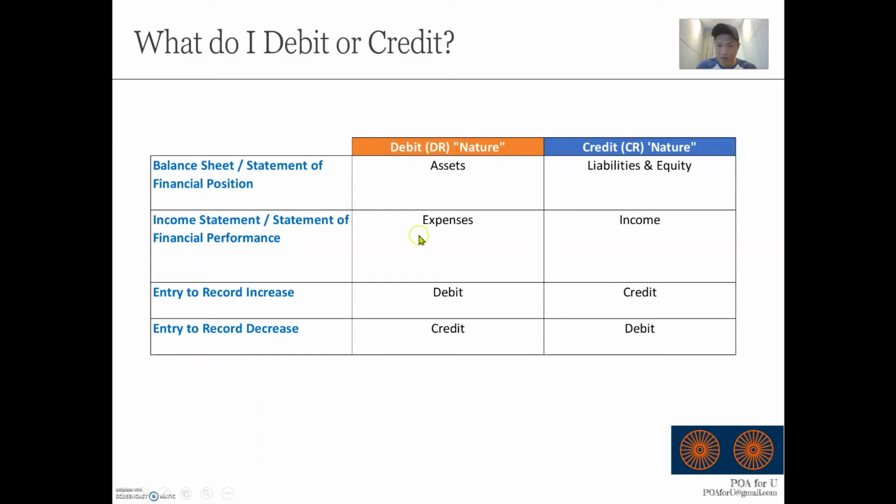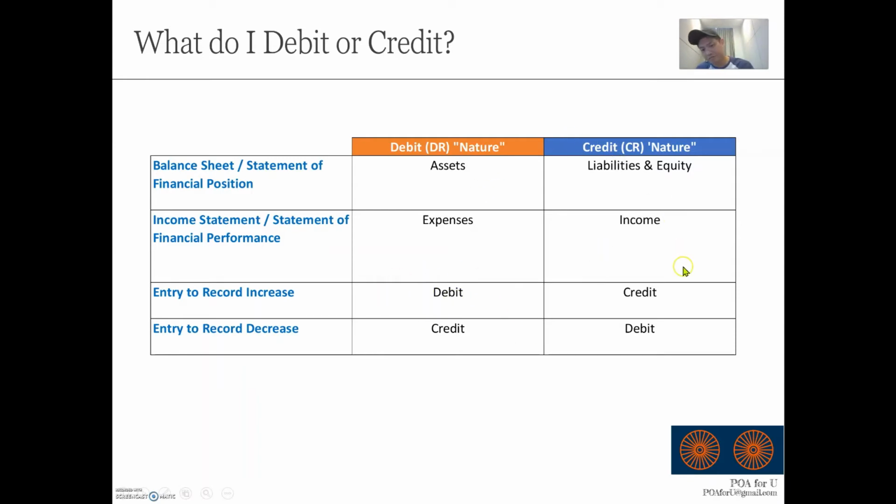Now, you just have to remember for all these kind of things to record an increase, if you have paid for rent, then you would debit rent, right? To record a decrease, if you receive money, let's say from your trade receivables, your customers, then you need to record a decrease in trade receivables, so you would credit trade receivables, right? So this is also very important. So they're called debit nature because if you need to record an increase, then you always debit to this.